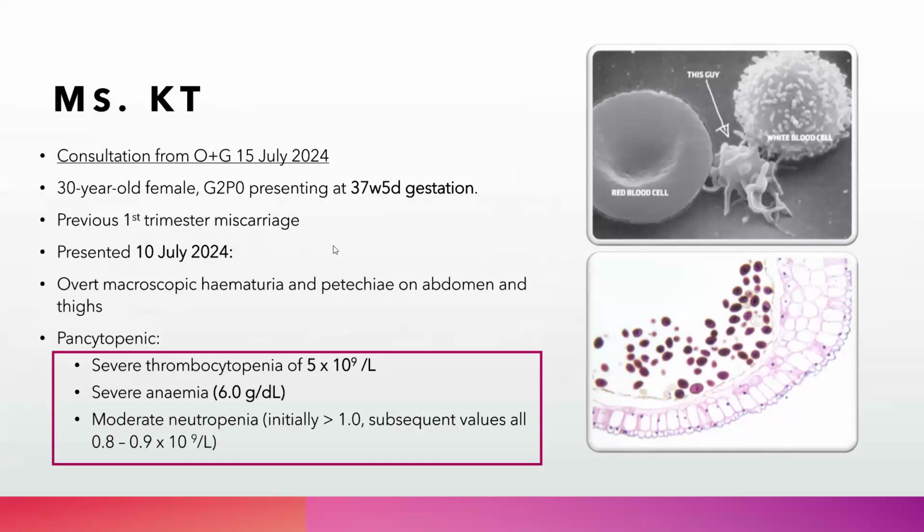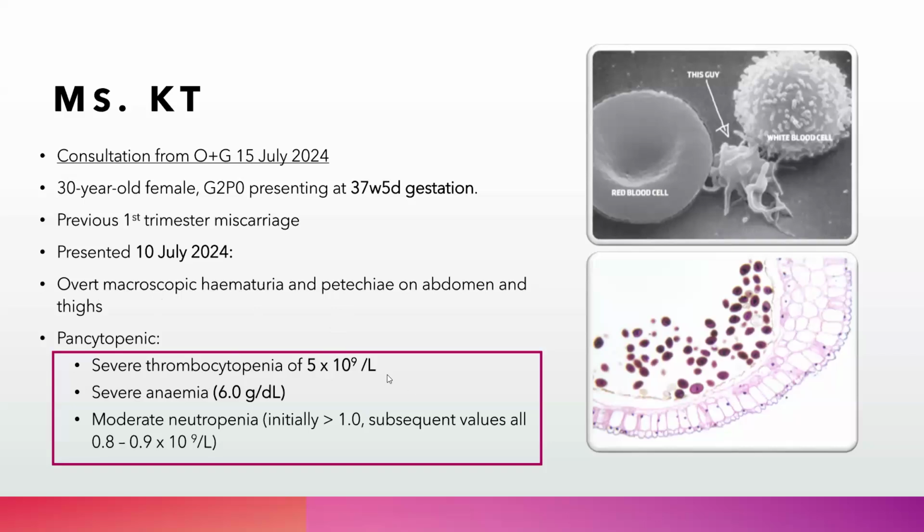She had a history of a previous first trimester miscarriage, and she had presented about 5 days prior to the consultation with overt macroscopic hematuria and petechiae on her abdomen and thighs, and at this point was actually found to be pancytopenic.